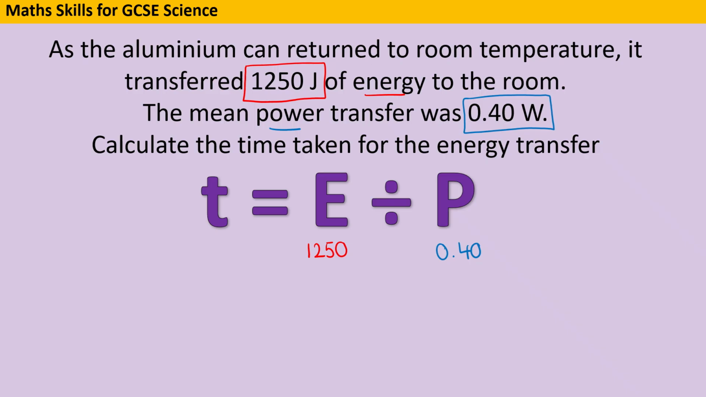So having put these numbers in the place of the letters in the equation that we've been given, we can do 1,250 divided by 0.4, and that gives us an answer of 3,125 seconds.